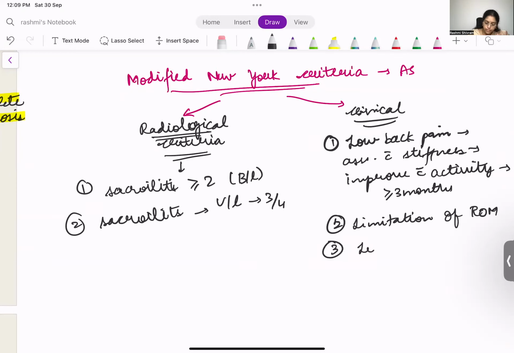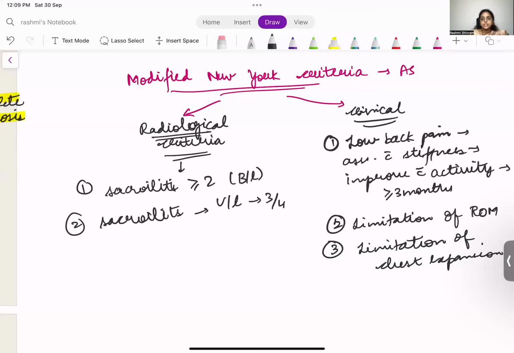Then third one, limitation of chest expansion. Okay, if the chest expansion is normally 5 to 6 centimeters in the adult, then here it should be less than 2 or 3 centimeters. There should be some amount of limitation of chest expansion. Okay, so this is the radiological criteria and the clinical criteria.